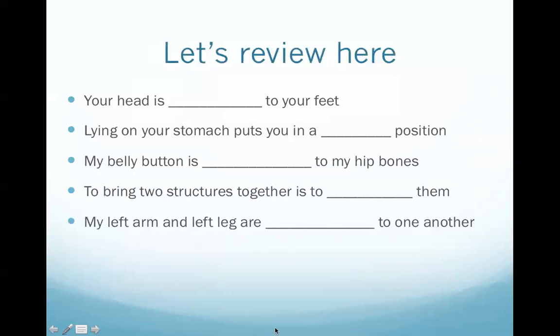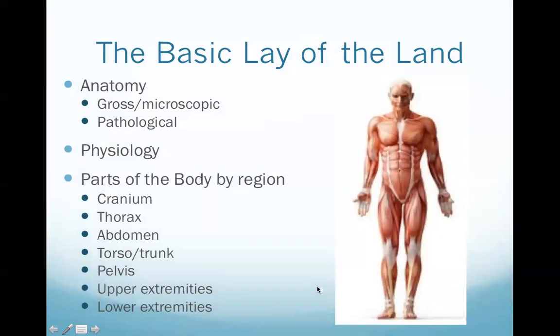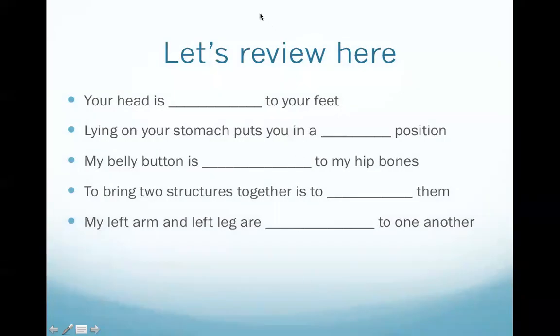To bring two structures together is to, you should be thinking adduct them. Your left arm and your left leg are, this we would say is ipsilateral to one another. And as soon as I give directionality like left and left, we would probably say ipsilateral more than I would say one is superior to the other. Okay, so as soon as I give directionality of left versus right, you should be thinking about either ipsilateral or contralateral. And we are going to stop our review here.